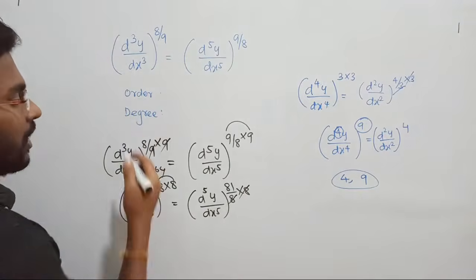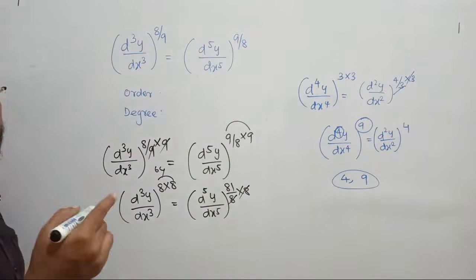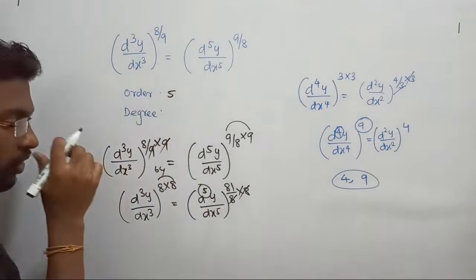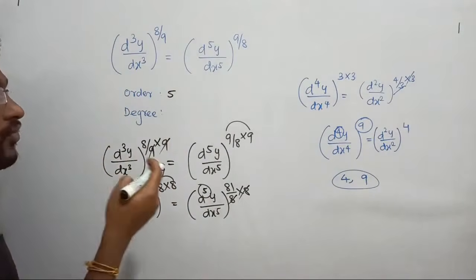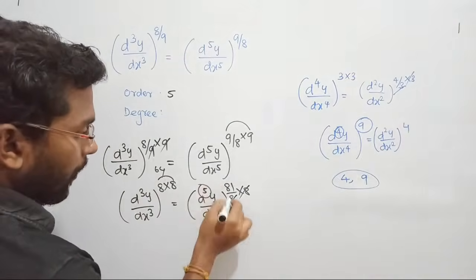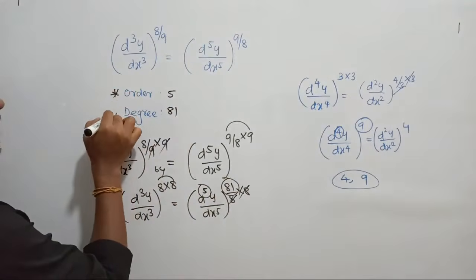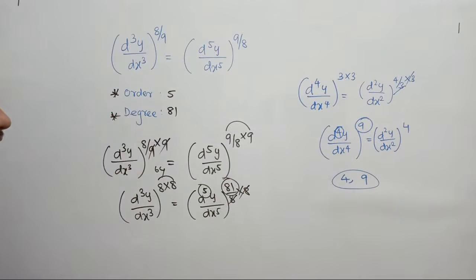First think, what is the order of the differential equation? Highest derivative. Where is the highest derivative? 5 is the highest derivative. What about the degree of the differential equation? Power of the highest derivative. This is the power of the highest derivative, that is going to be equal to 81. Clear? So that is how we are finding order and degree of the differential equation. I hope things are very clear to you all, right?